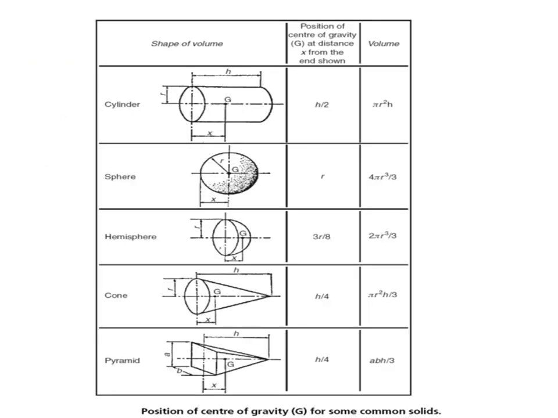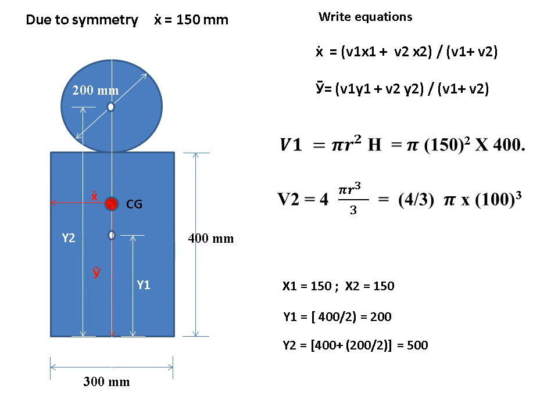The same thing I have shown in a table. Here you can see cylinder h by 2 is the center of gravity, pi r square h is the volume, sphere, hemisphere, then cone and the pyramid. The same thing is shown in a single table, so it will be easy to remember. Now this is the problem given in question paper also.